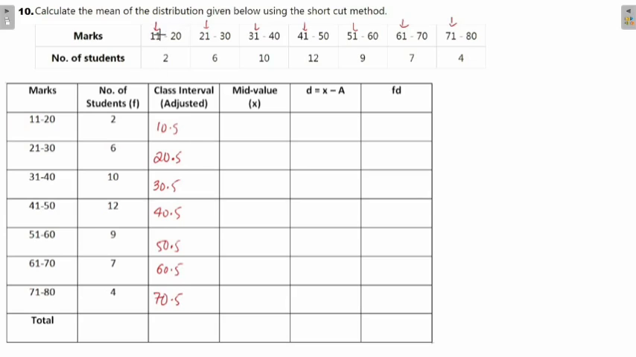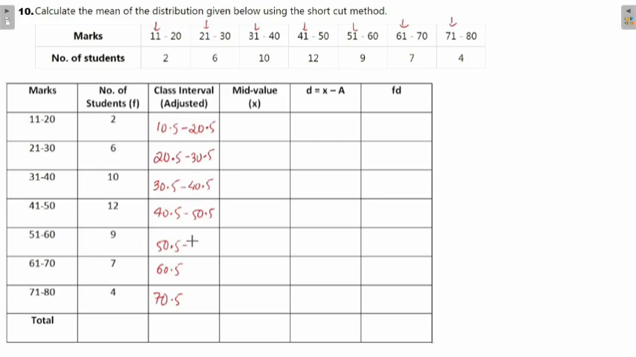Now see, in the lower limit you have subtracted 0.5. Now in the upper limit you will add 0.5. So if you add 0.5 to 20, you get 20.5. Similarly, 30 becomes 30.5. Next, 40 becomes 40.5. Next, this 50 becomes 50.5.